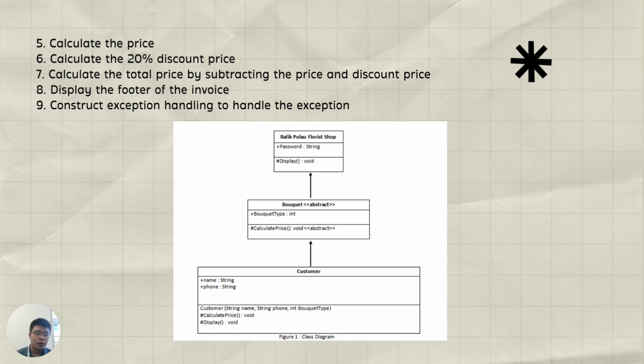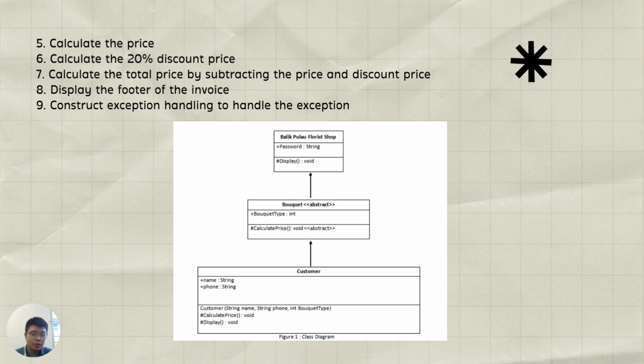Below is Figure 1, which is a class diagram. As you can see, the first one is Balai Pulau Florist Shop. It is the superclass, which contains the string variable, and we also have the protected display method. Below it is the abstract Bouquet class. It has calculatePrice returning void, which is also declared as abstract, and it will extend the superclass.